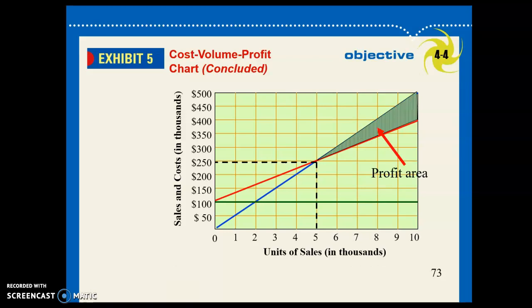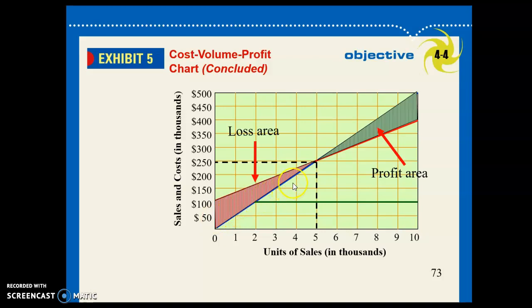Now, everything above that break-even point, remember this top line is our sales line, and this bottom red line is our cost line. Every time you have more sales than total costs, all of that extra is profit. The more units we sell, the higher the profit. So all this shaded area is profit, and it gets larger. We have more and more profit the more units we sell after we break even.